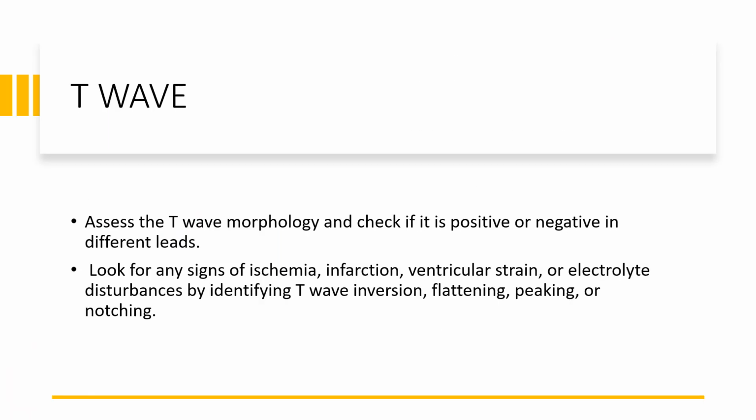T-wave. Assess the T-wave morphology and check if it is positive or negative in different leads. Look for any signs of ischemia, infarction, ventricular strain, or electrolyte disturbance by identifying T-wave inversion, flattening, peaking, or notching.